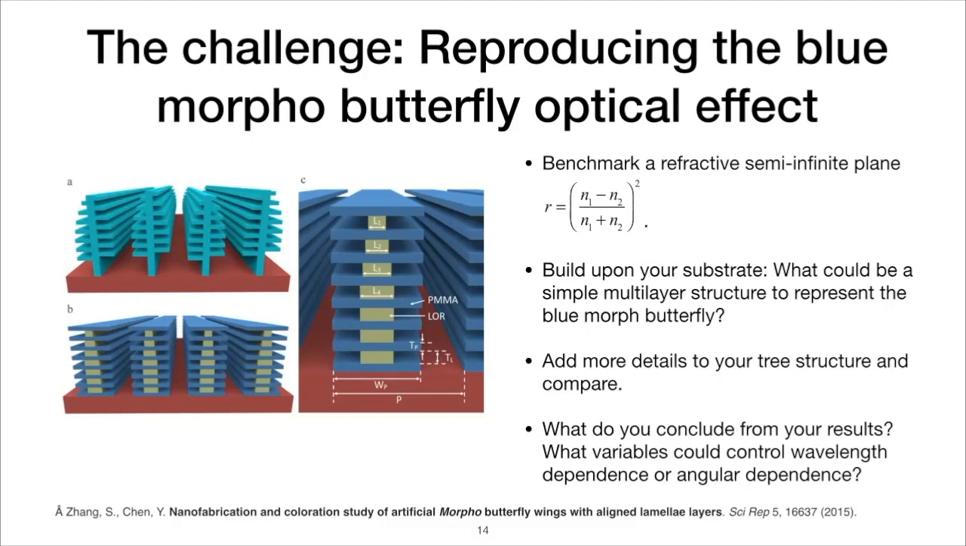Once we do that, we can start to add more details to our tree structure, reduce the widths as you go up, reduce the width of the support, increase the number of layers, play around with the materials, and so on and so forth. You can do any kind of modification and tuning, so you can tune the effect to give you the reflection of the blue morpho butterfly or a similar effect. After we get the results, we need to conclude something from our results. We need to read the reflection coefficient to know what it tells, maybe think more about what parameters can help us control the wavelength of reflection, or even what happens when you have an incidence that is off the normal incidence, maybe with an incident angle of 30 degrees or 45 degrees or something like that.